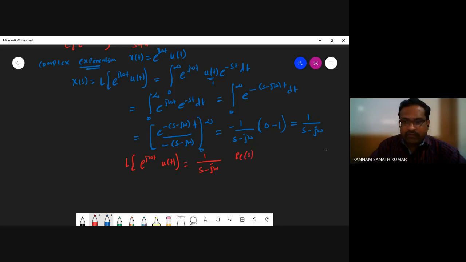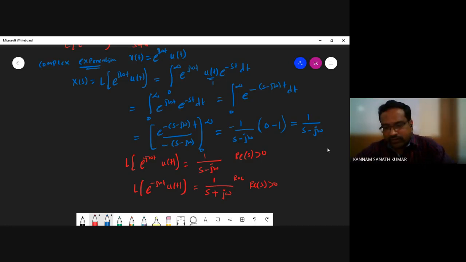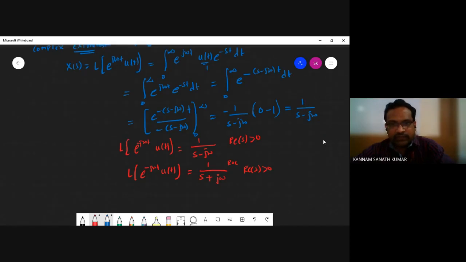So what is the ROC? The real part of s is greater than 0. Similarly, the Laplace transform of e power minus j omega t u of t is the same kind of thing. Here, plus means you will get minus in the denominator, and minus means you are getting plus: s plus j omega. The ROC is the real part of s is greater than 0. So this is how you can find the Laplace transform of a given signal.